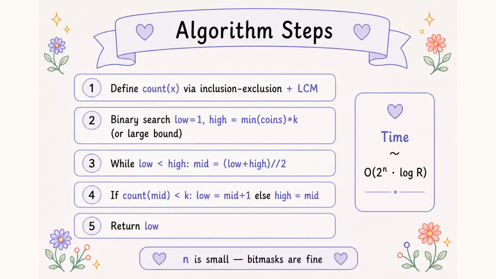Algorithm steps. 1. Define count of X using inclusion-exclusion and least common multiples. 2. Binary search with low 1 and high about min coin times K. 3. While low is less than high, compute mid. 4. If count mid is less than K, raise low, else lower high. 5. Return low. Time is about 2 to the n times log of the range, which is fine because n is small.